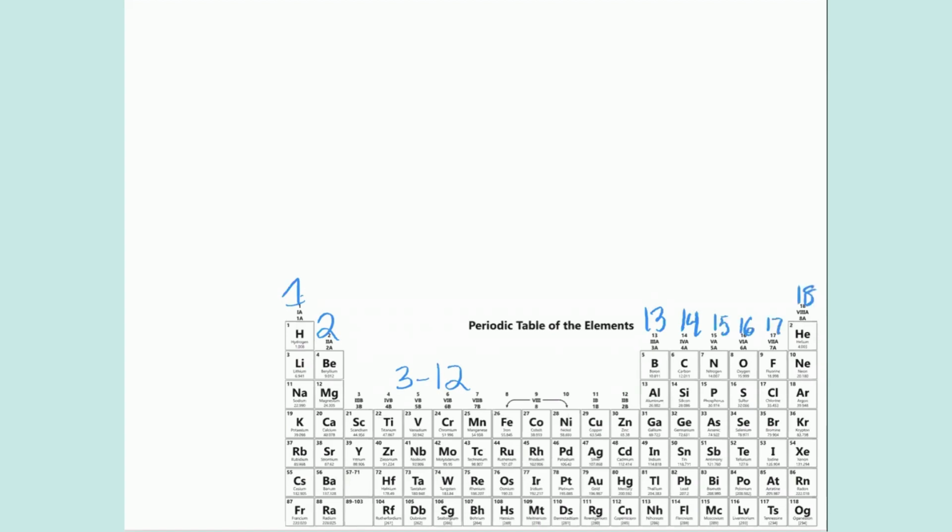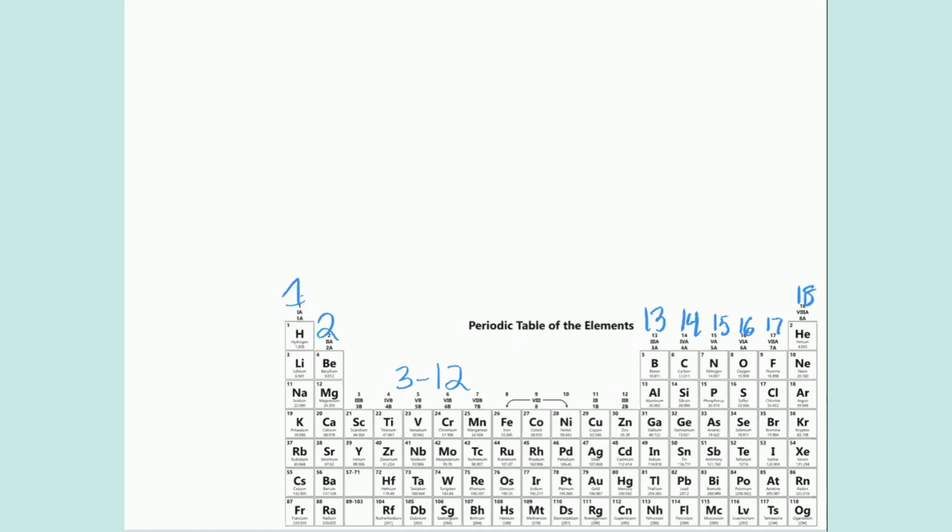Now, what are Lewis dot diagrams? Lewis dot diagrams are an easy way to show the number of valence electrons an element has. When you draw Bohr models, you tend to draw all of the electrons. But when I come down here to bromine, I don't really want to have to draw a Bohr model with 35 electrons. So instead, I'm going to draw a Lewis dot diagram.